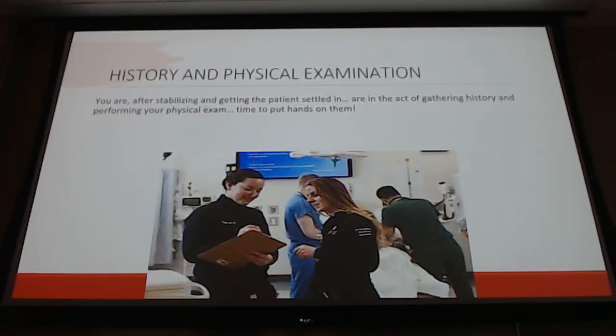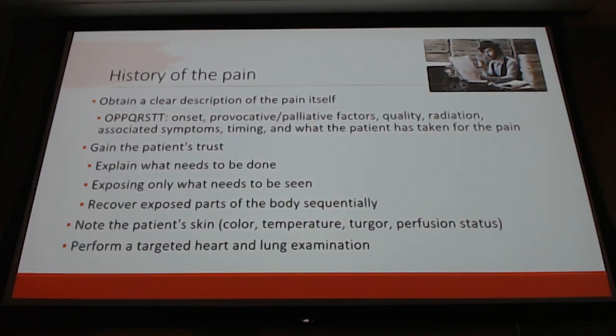So you get your ABCs done, you resuscitate that patient. Now you've got them looking a little bit better. They're PO tolerant, they're getting IV fluids, and you can start spending more time on your history of present illness and your physical exam. So again, your OPQRST, and then they throw in another T. What are they taking for pain? Want an idea of that. What are they taking for pain?